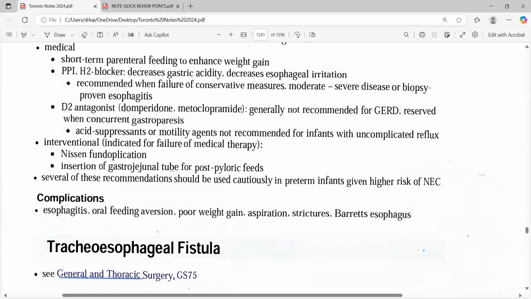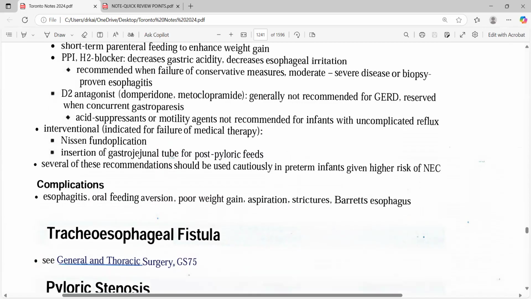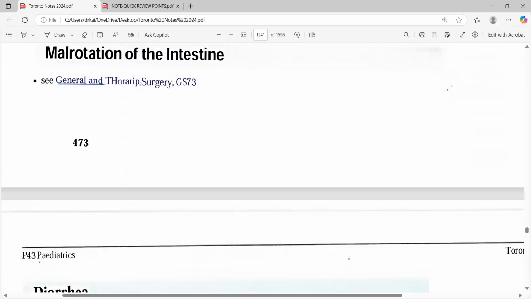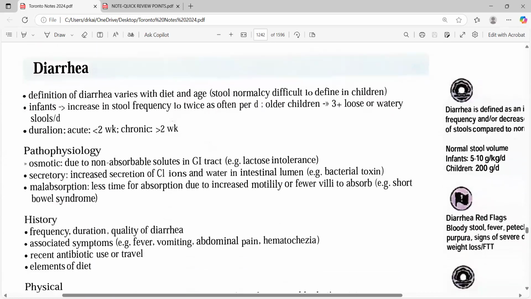In the complications, it causes oral feed aversion, then poor weight gain, aspiration, strictures, and then Barrett esophagus. We already discussed these, all of them. Then comes the diarrhea. In the diarrhea, you just need to know the differential diagnosis. And when it comes to how you manage, you have to rehydrate.